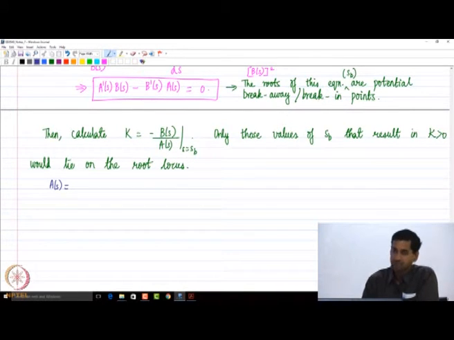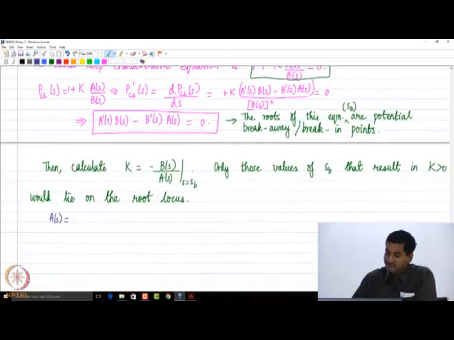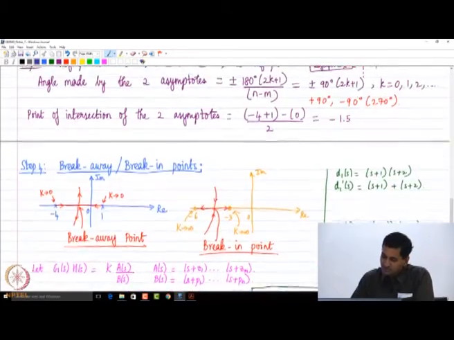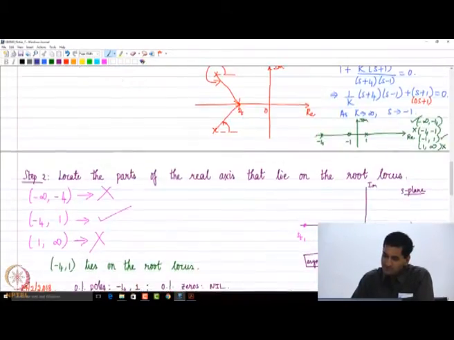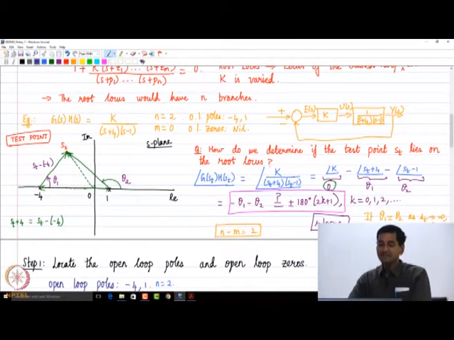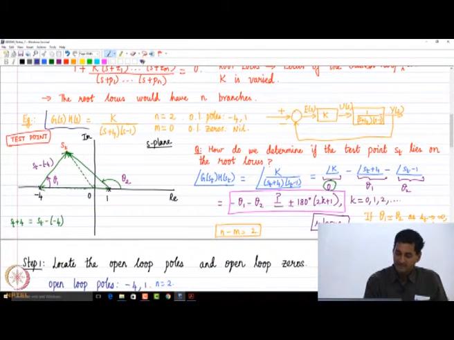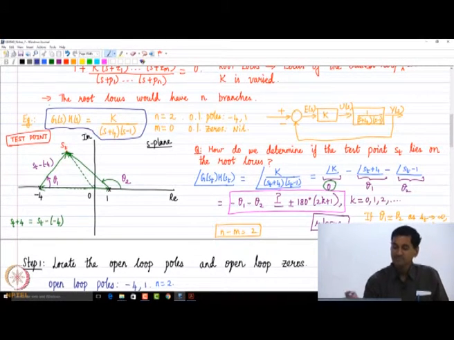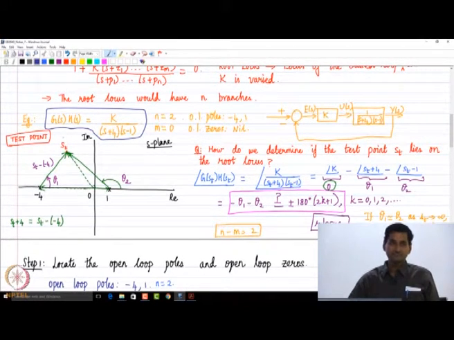For the given open loop transfer function, if I scroll up, please remember that G of s times H of s was k divided by (s plus 4) times (s minus 1). That's our open loop transfer function. So what are A of s and B of s here? A of s becomes 1, because we want to write the open loop transfer function as k times A of s divided by B of s. So A of s becomes 1. What about B of s?